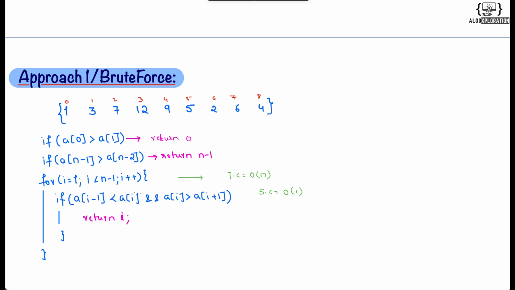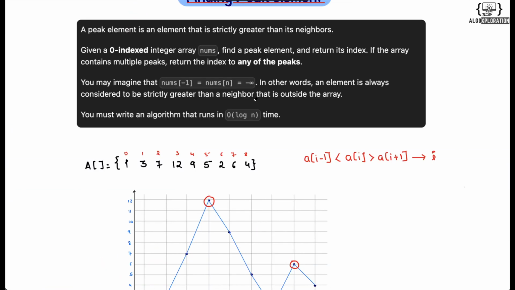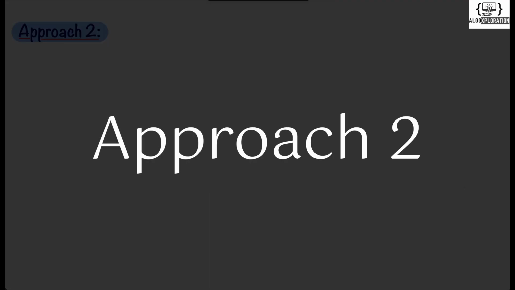Now in the question they are asking us to write an algorithm in which the time complexity should be order of log n. So how can we solve this? So approach 2.